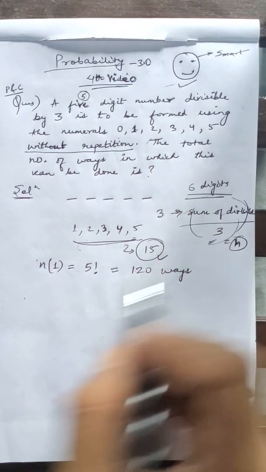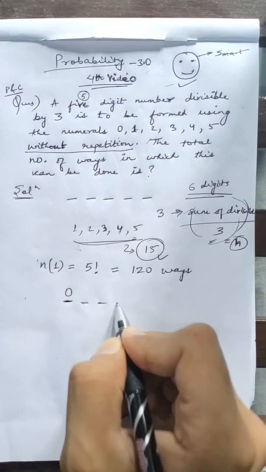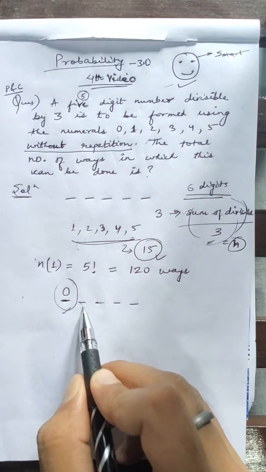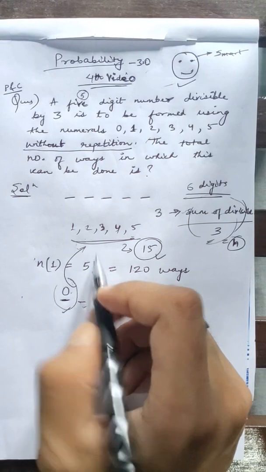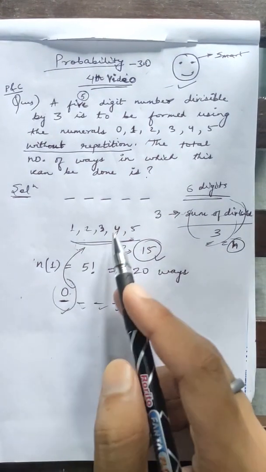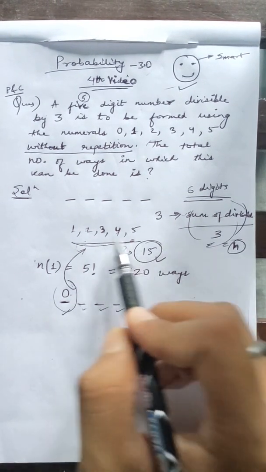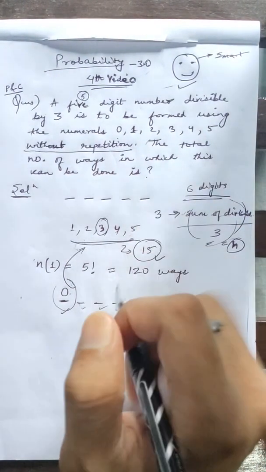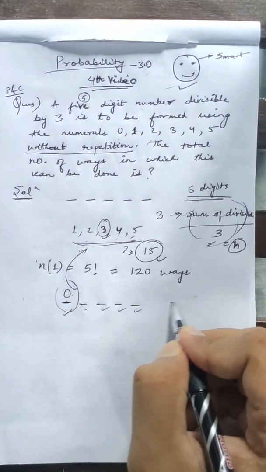Now let's consider 0 here. If you use 0 in the first place, then this will become a 4-digit number, because you cannot use 0 in the first place. So you must use 0 in the rest of the places. And if you want to include 0 here, you have to remove one number from here. So let's talk about which number we can remove. If you put 0 here, the sum will not change. So you must remove 3, so that the sum is divisible by 3. If you remove 3, the sum comes out to be 12 always, right?